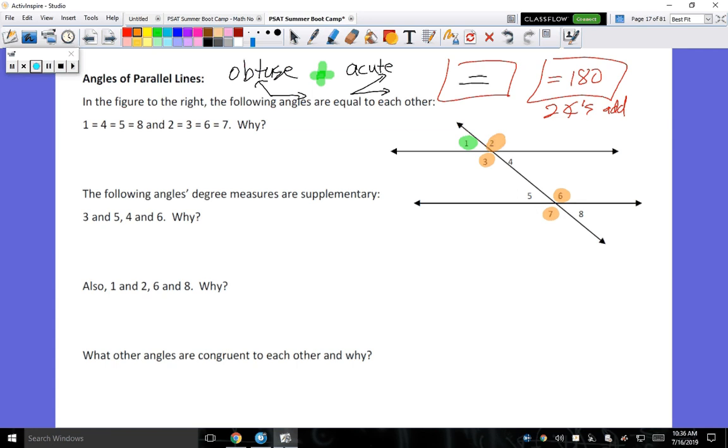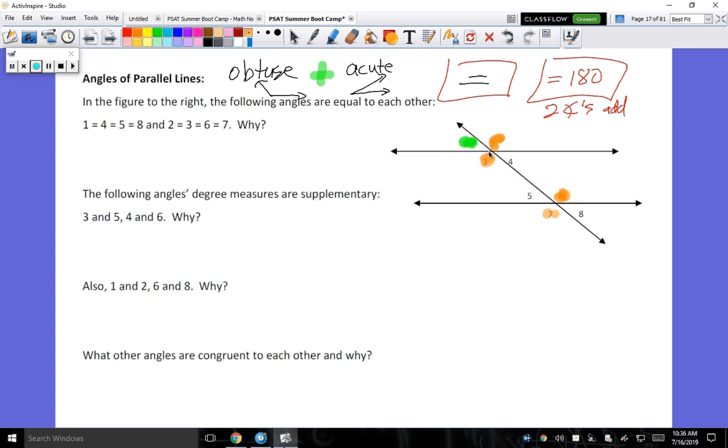What if you had, like I said before, this acute angle and any one of these obtuse angles? It would add up to 180. So 1 is supplementary with angle 2. 1 is supplementary with angle 3. 1 is supplementary with angle 6. 1 is supplementary with angle 7. Are we good? Okay. So now let's get some names and some terms in mind.